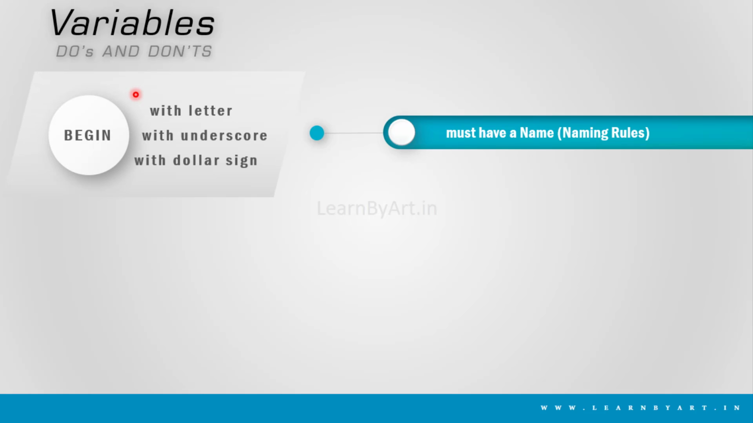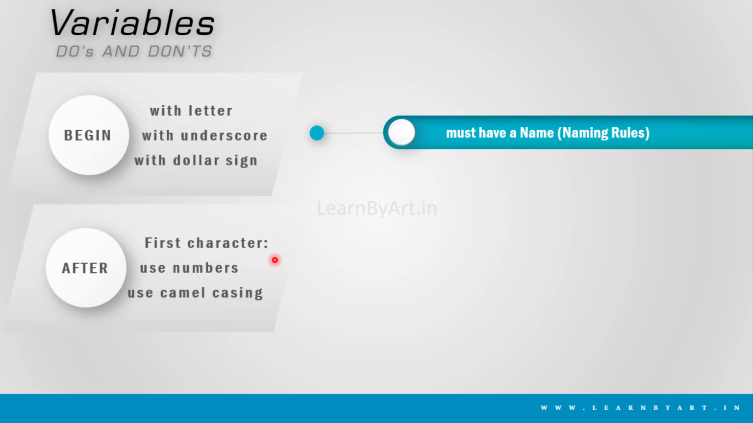You can always begin the name with a letter, you can begin with an underscore, or even you can use a $ sign. And after the first character, according to the first rule, you can continue using numbers as well, or you can go for camel casing.